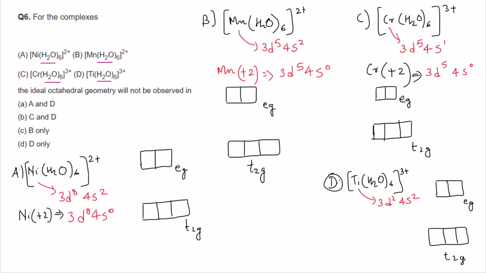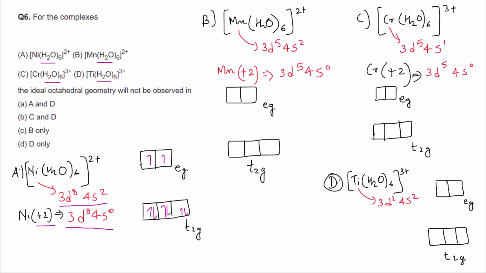Now in the first part we have nickel in the +2 oxidation state. Nickel in the ground state has the valence electronic configuration 3d8 4s2, and in the +2 oxidation state it becomes 3d8. Now how to arrange these d8 electrons? T2G will be occupied without pairing like this, so 5 electrons, and then the pairing will occur, so 6, 7 and 8.